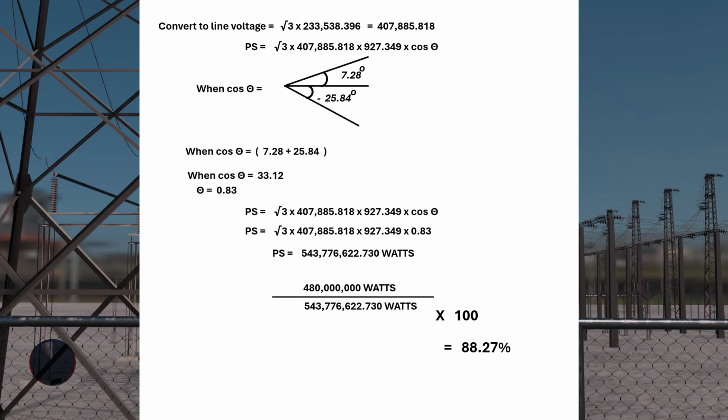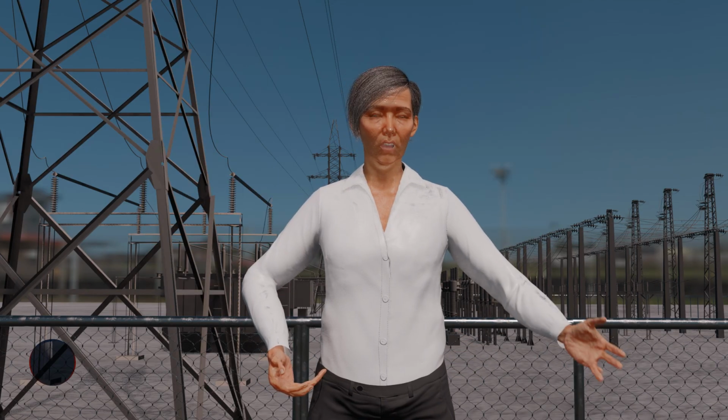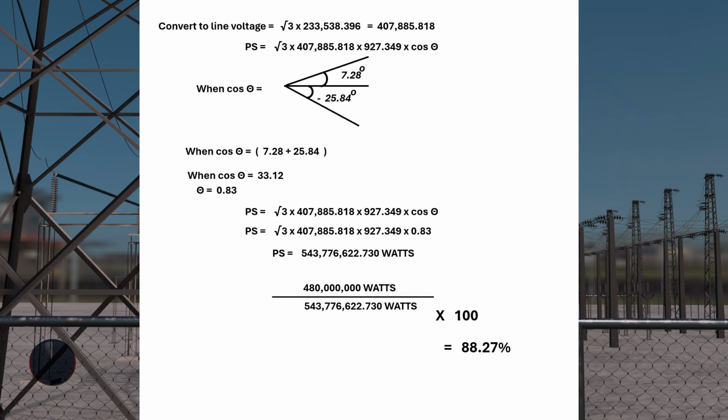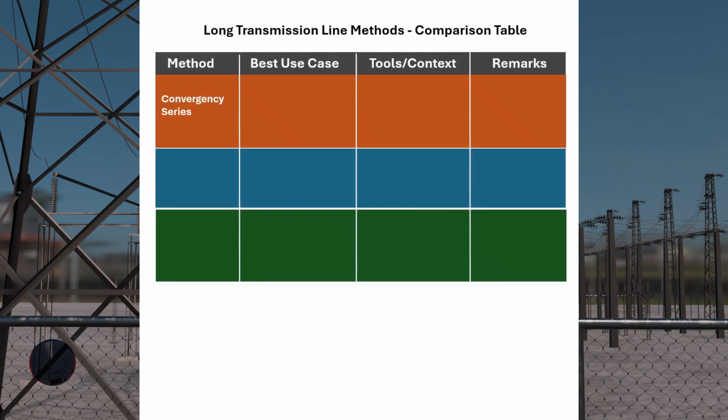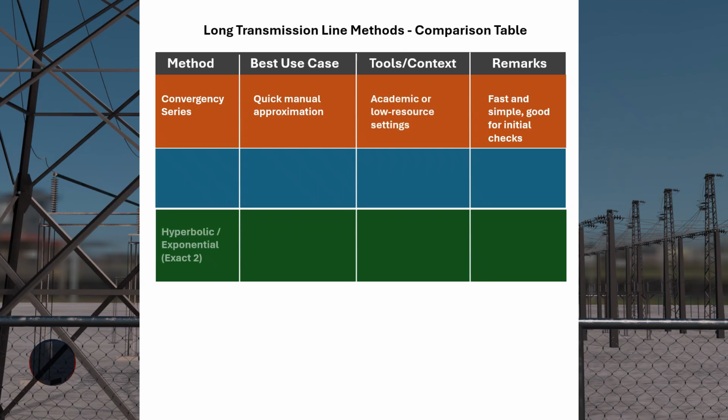Now that we have used all the known methods to solve for long transmission lines, it is important to note the following. The convergency series method is best suited for situations where a quick manual approximation is needed, making it ideal for academic exercises or low-resource settings. The hyperbolic or exponential method is more appropriate for longer lines, especially when dealing with complex propagation constants. It is most effective when using calculators or software tools, as it involves expressions like e raised to power gamma L and e raised to power minus gamma L.